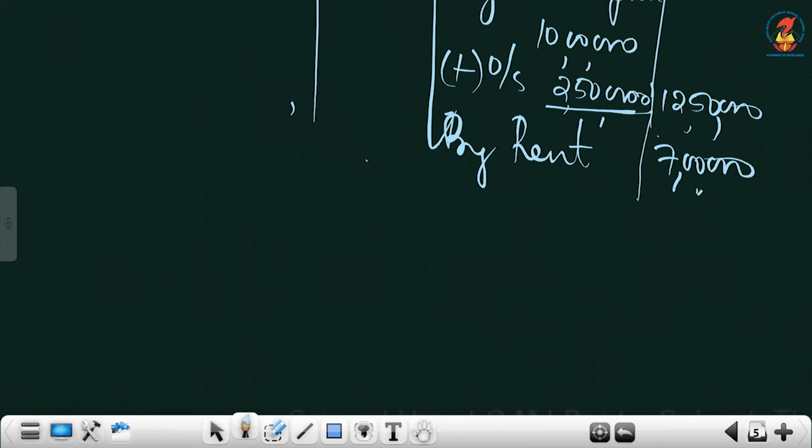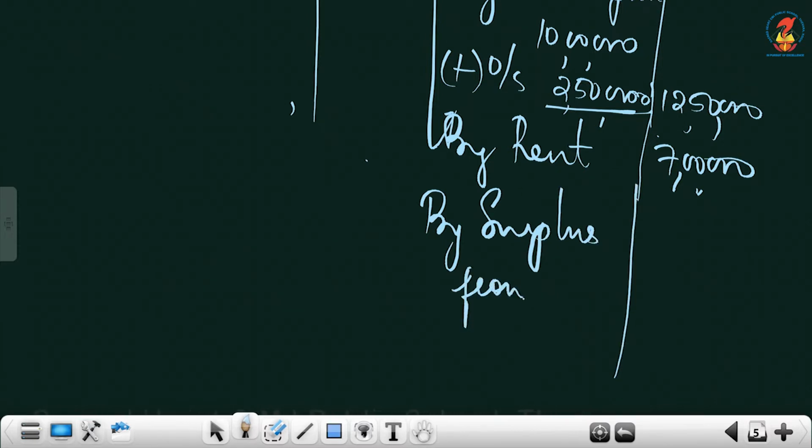Next one is surplus from entertainment. All these you can write as revenue incomes or revenue receipts. Surplus from entertainment 2 lakhs.